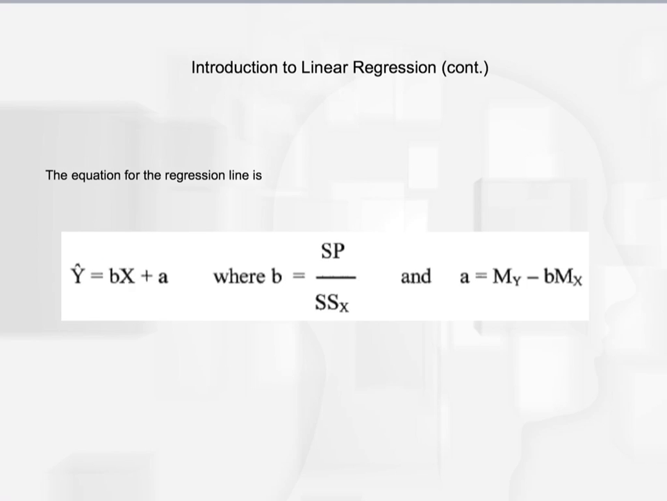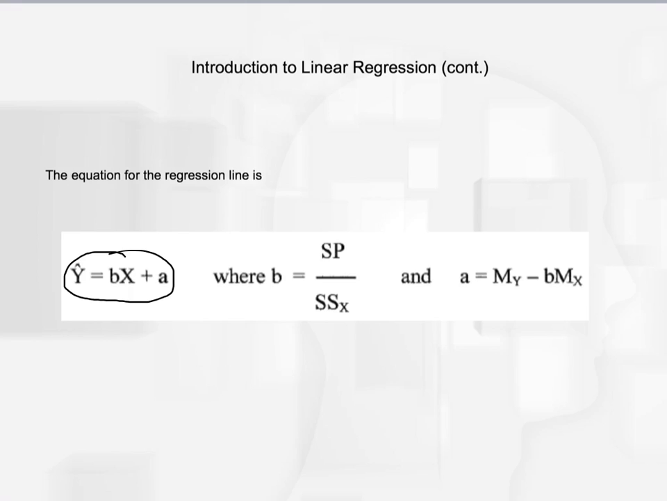In order to solve the regression equation, to predict y, which is why you have y hat, we have to know the slope of the line, which is b. We multiply that times the x variable, and then we add to that the y-intercept.